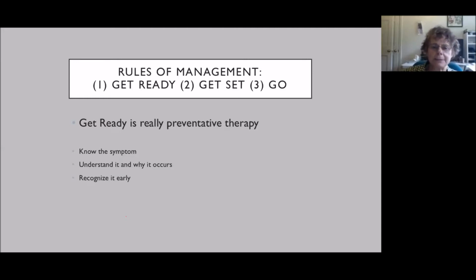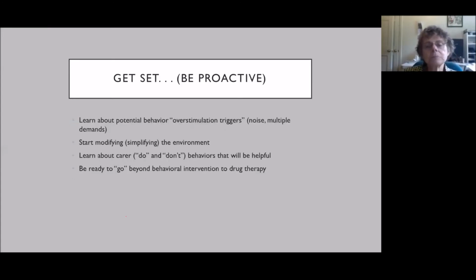Think of diabetes. If we know a person has diabetes, and we know what the symptom of low blood sugar or high blood sugar is, and understand why the symptom is occurring, and recognize it early, then we can prevent or at least adapt to the situation earlier. And then getting set are really proactive things, both for the individual with very early disease and for care partners at any stage of disease.